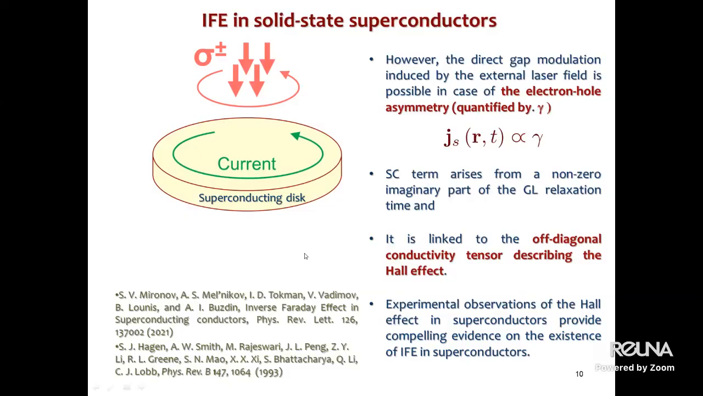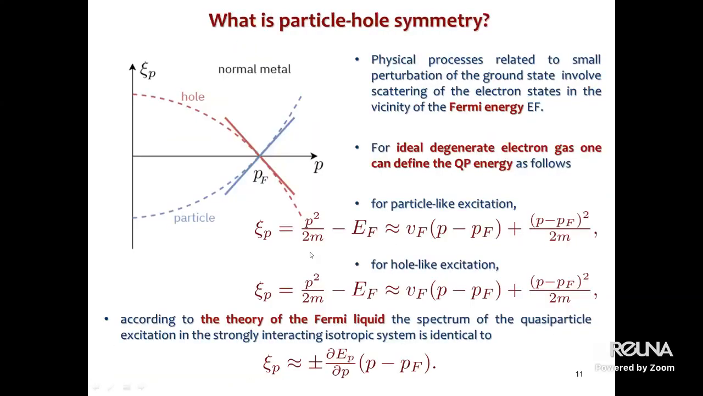So a few words about this asymmetry. What is particle-hole symmetry? Let's start from the dispersion relation shown in this figure. Physical processes related to small perturbation in the ground state of the metal typically involve scattering of electron states in the vicinity of the Fermi energy. So in this particular case, this point, this line. Therefore, it's convenient to introduce the concept of quasi-particles, if the energy of quasi-particles is much smaller than the Fermi energy.